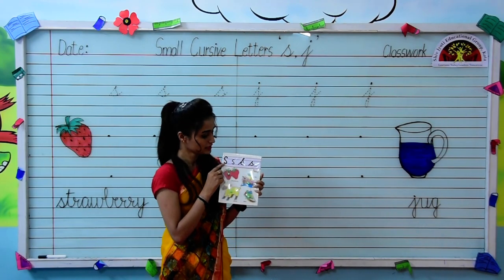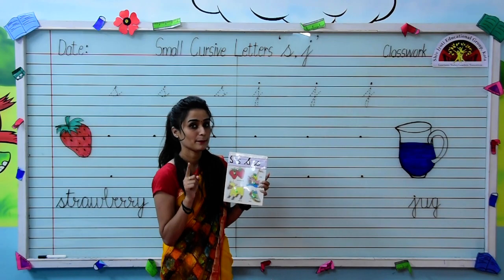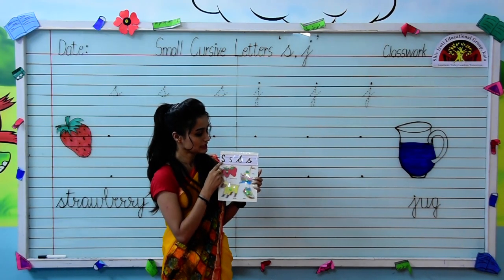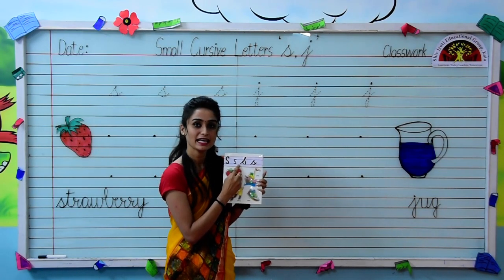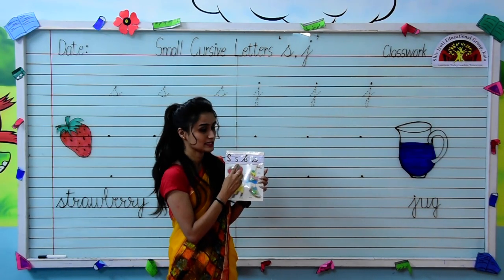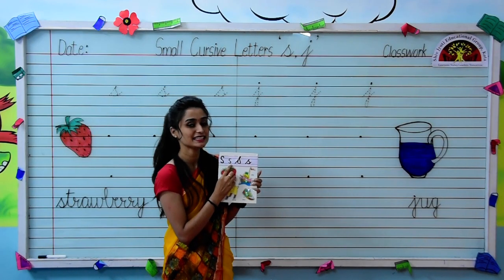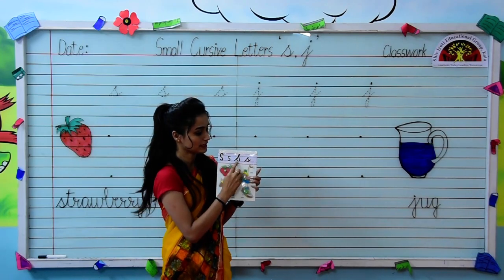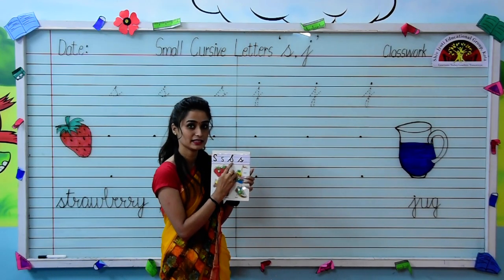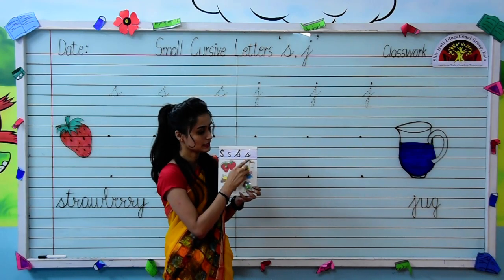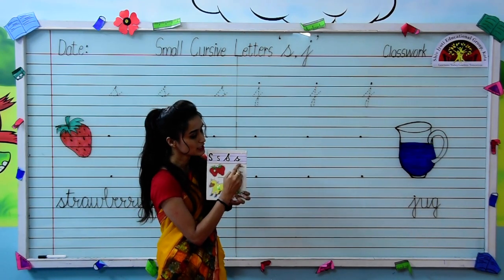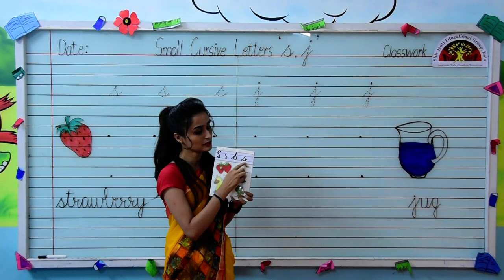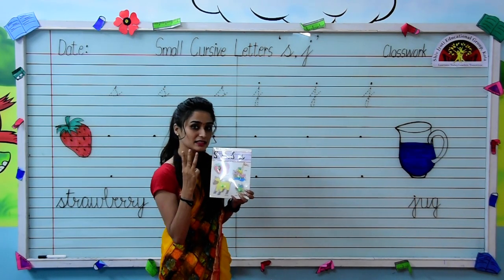So look over here. The first one is capital letter S. Jump on the next one. The next one is small letter S. Next one is capital cursive letter S. Today we will see small cursive letter S. So this one is small cursive letter S. This is written between the second and the third line.